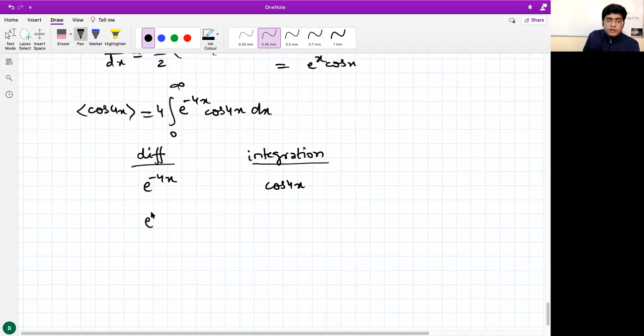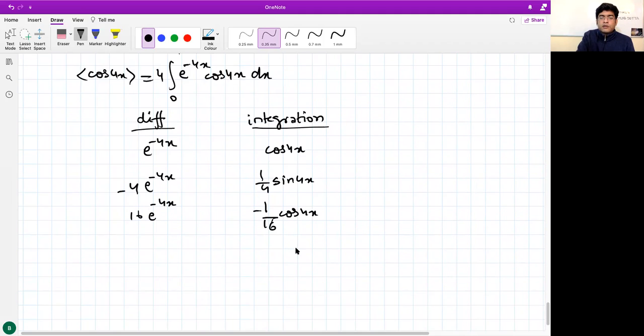So if you differentiate this, this will be minus 4 e^(-4x), and then we'll have again 16 e to the power minus 4x. Now in this case, we'll have 1 by 4 sin 4x. All right, then we have minus 1 by 16, this will be cos 4x. So we stop here. As soon as we get back the original function, we stop. So you connect like this, and the final one is like this. This is plus, this is minus, this is plus.